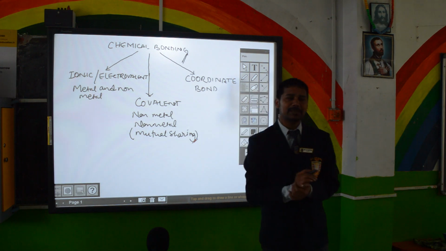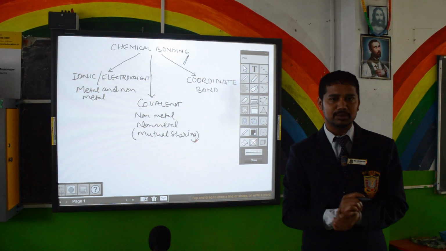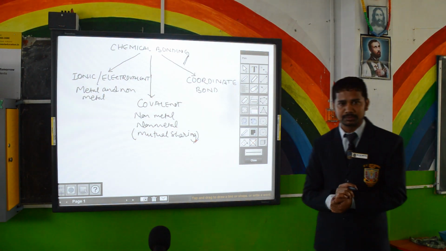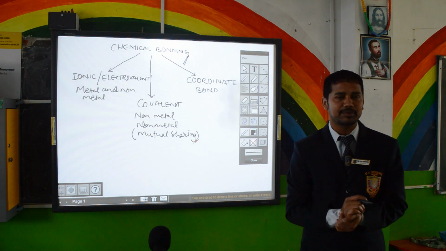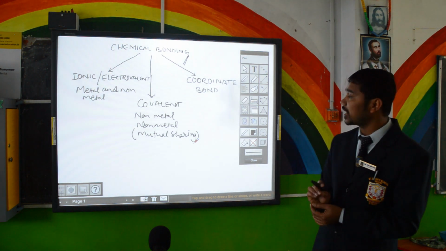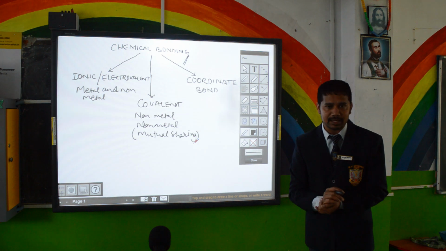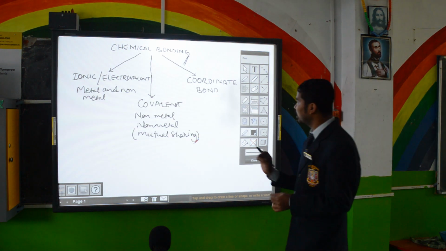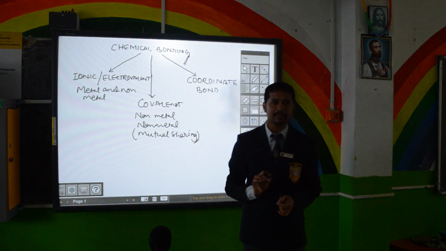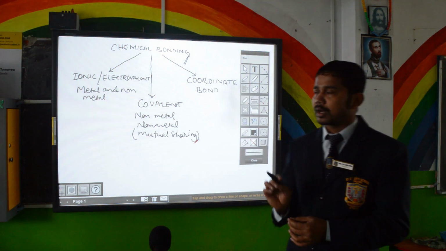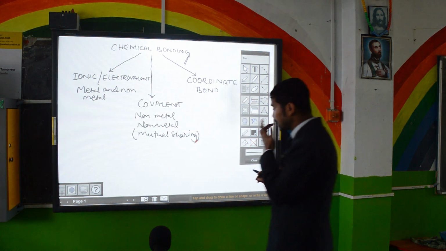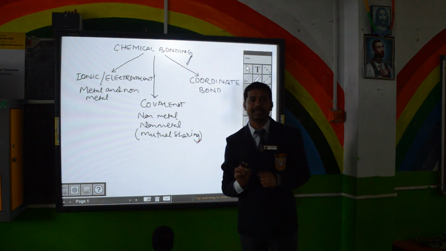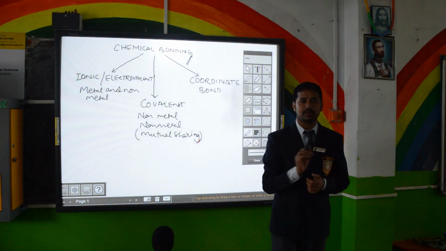Now, let me tell you what is a coordinate bond. The bond formed between two atoms by sharing a pair of electrons, provided entirely by one of the combining atoms but shared by both, is called coordinate bond. Hydronium ion and ammonium ion have this coordinate bond.